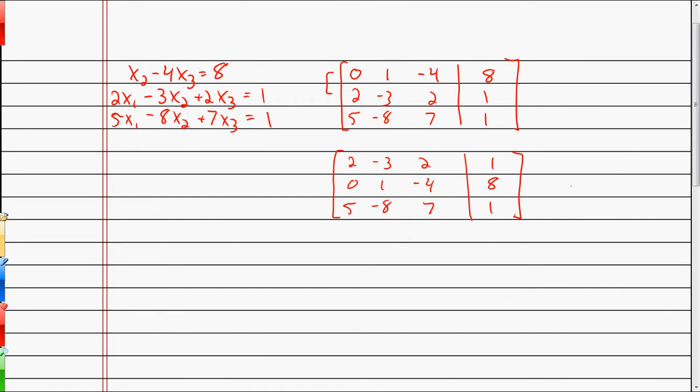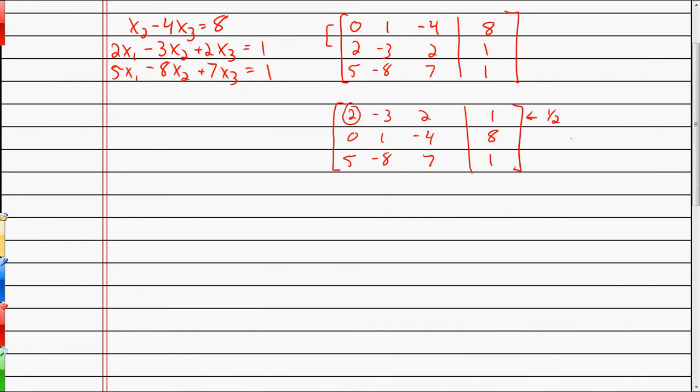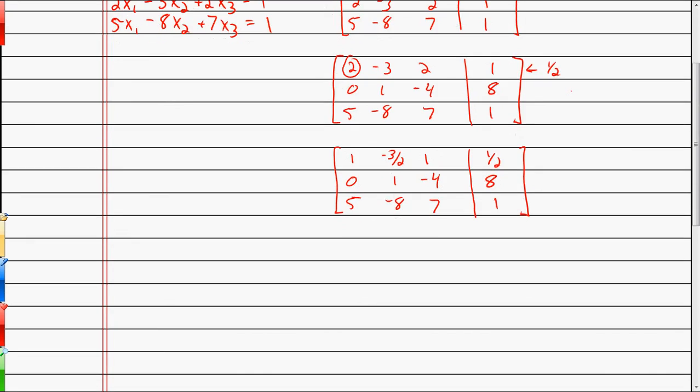And now I want a 1 here. So I'm going to multiply this row by 1/2. Or divide it by 2, whichever one you prefer. So that's going to give me 1, -3/2, 1, 1/2. Remember, you have to do it to the whole row, not just the column you want. And I'll just transcribe the remaining rows as is. -8, 7, 1.